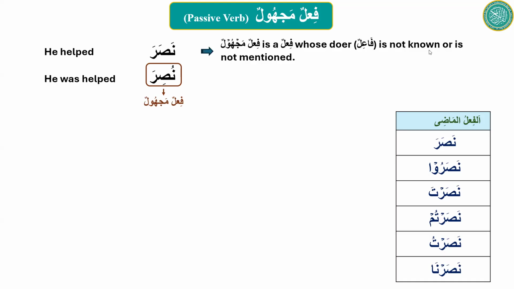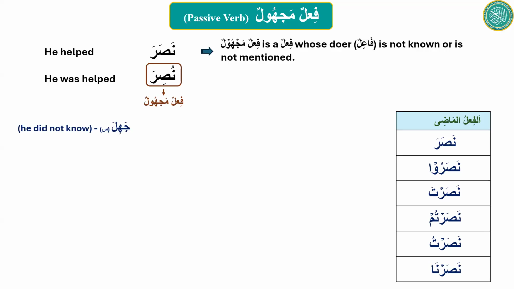And then we learned that fail majhul is a fail whose doer is not known or is not mentioned. And we learned why we even call it fail majhul. Majhul is ismul maf'ul of the word jahila from bab samiya. Majhul is the thing which is not known.